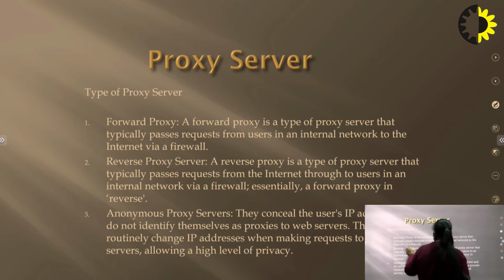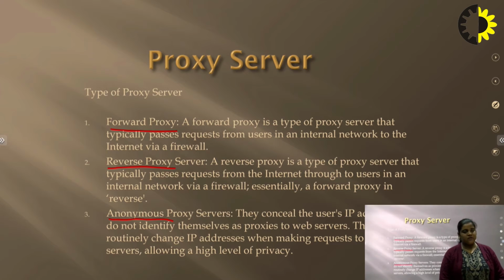First one is forward proxy, second one is reverse proxy, and third one is anonymous proxy server. So one by one we will discuss each. What is forward proxy server? Whenever a user wants to hide their own identity from the server, they hide their own IP address, and with the help of a proxy IP address they communicate with the server. These kinds of techniques come under the criteria of forward proxy server.